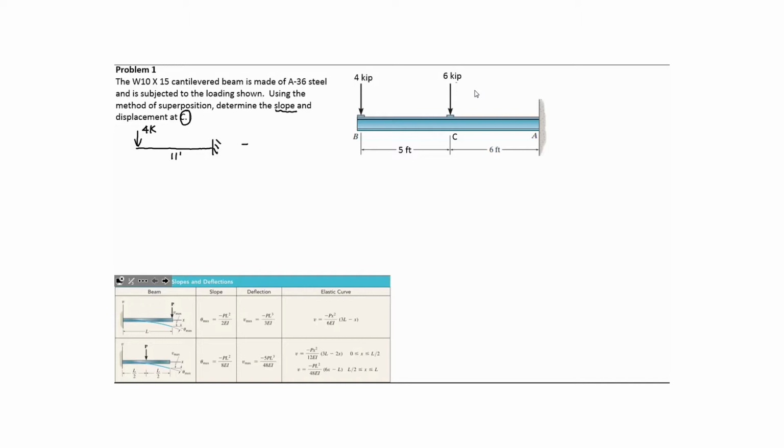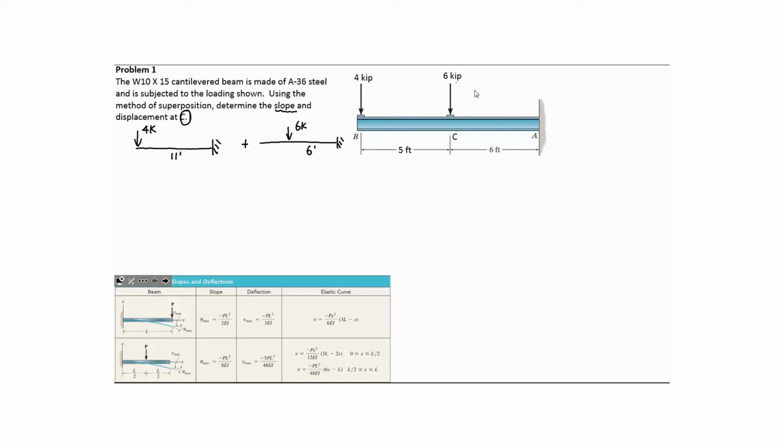And then we also have another structure that has 6 kips acting only at 6 feet from the fixed end. So now the first thing we are going to do is find out which equation we can use from the table. Alright?